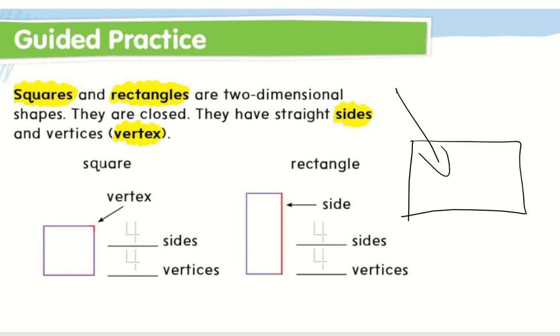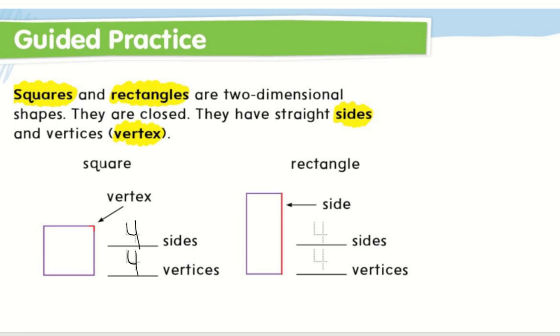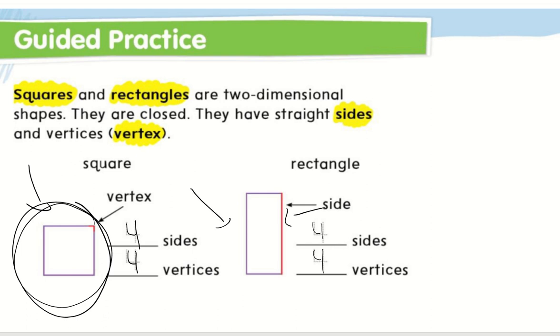So these squares and rectangles have straight sides, they're closed in, and they have vertices, or the vertex, which is one. Vertices means you have more than one. So for a square, you have 4 sides and 4 vertices. A rectangle, you have 4 sides and 4 vertices. The only difference here, boys and girls, is when you look at the length of the sides, a square is going to be showing all equal sides on this guy here. And a rectangle just looks a little different because we have these 2 sides that are longer than the other ones.